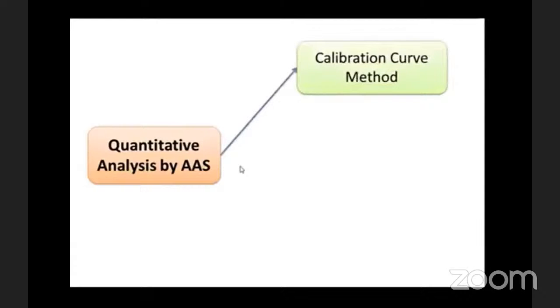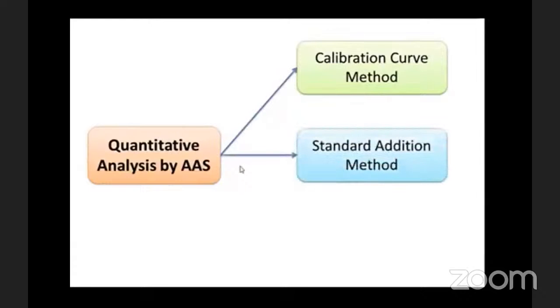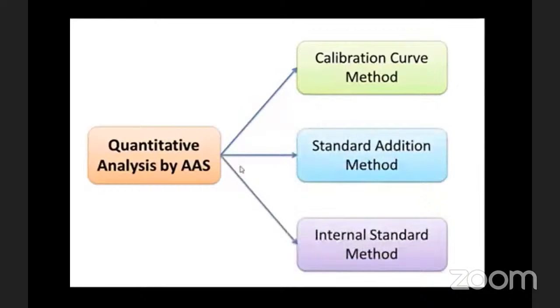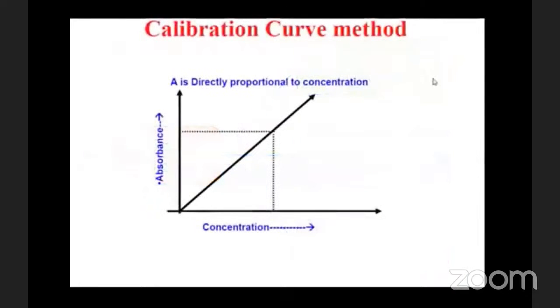This atomic absorption spectroscopy can be used for qualitative as well as quantitative analysis of metal samples. Let us see how these methods can be used for the quantitative analysis of metal samples. There are different methods used for the quantitative analysis, which are calibration curve method, standard addition method, and internal standard method. Let us see in detail this calibration curve method.